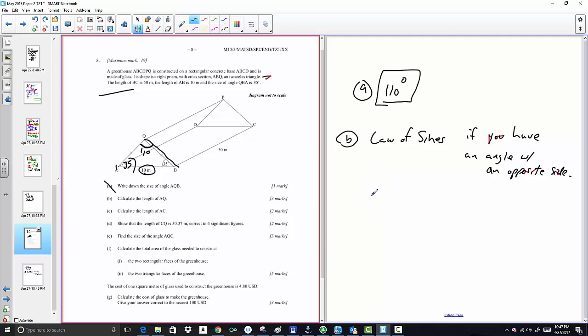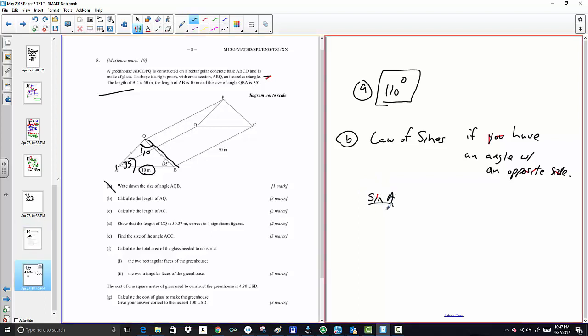The law of sines looks like this. It's the sine of A over little a equals the sine of B over little b, which is the sine of C over little c. You can turn all these fractions upside down and it would still be correct.